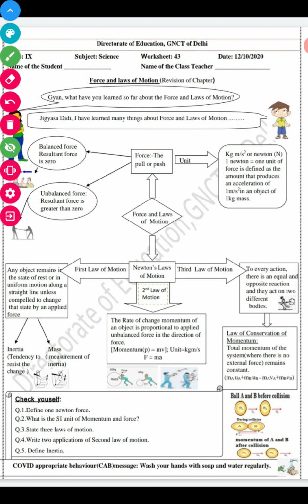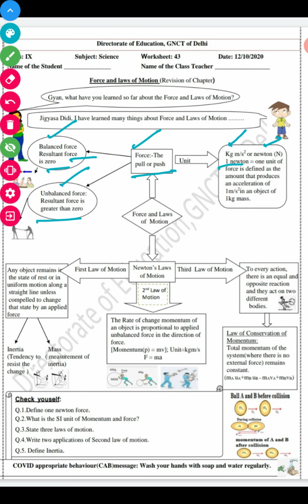Okay, what is force? Force is a pull or push. Force is of two types: balanced and unbalanced force. In case of balanced force, the resultant force is 0, but in case of unbalanced force, the resultant force is greater than 0. The unit of force is kilogram meter per second square, or Newton.